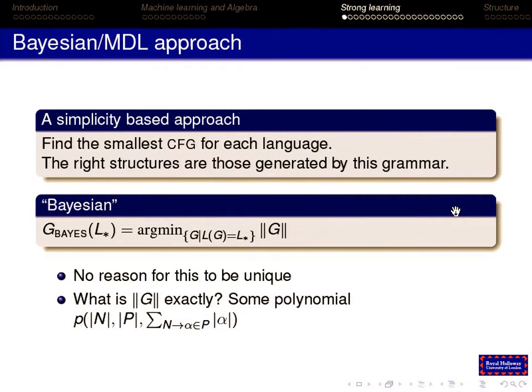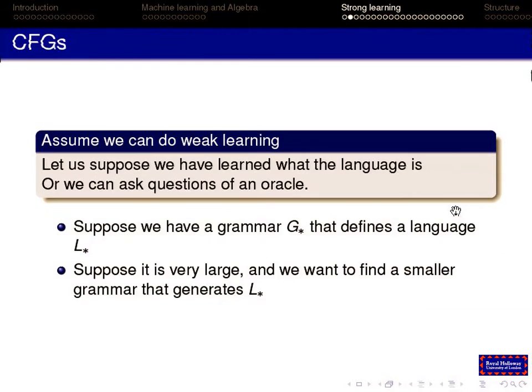There's no particular reason for this to be unique. We might have several that have the same size. And what exactly is our measure of size? What exactly is our prior? These are all problems one can perhaps deal with. What I want to do is take a different approach, which I'll develop a bit later, and which I hope I'll demonstrate is pretty much the same as this original approach under some circumstances.